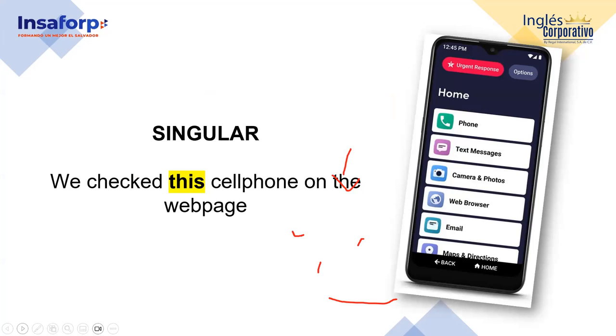Singular. Another example, we checked this cell phone on the web page. So you want to buy a cell phone and it says, we checked this cell phone on the web page. Demonstrative adjective. Again, ¿por qué? Porque cell phone sí, estás escribiendo lo que va a ser. Lo que tienen que verificar siempre es this cell phone. Si ese this va acompañado de un noun, siempre va a ser un demonstrative adjective.